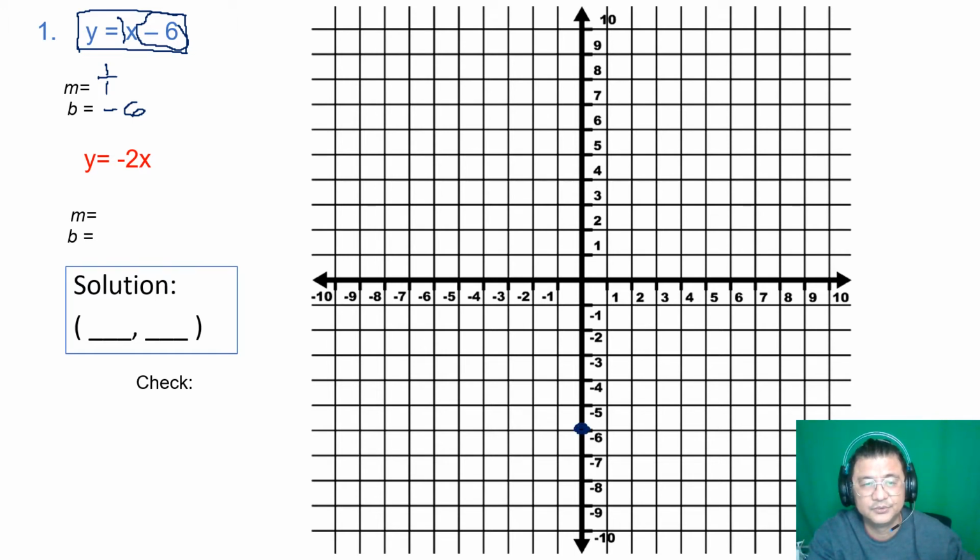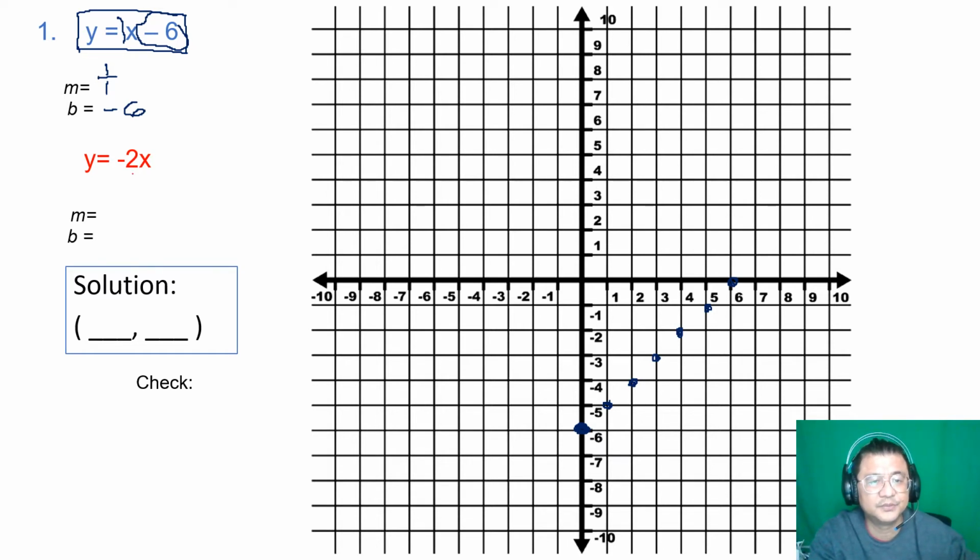Can you see the blue dot? Rise of 1, run of 1. Rise of 1, run of 1, rise of 1, run of 1. The pattern of points will make a straight line. No problem with that. Now let's do the red line.